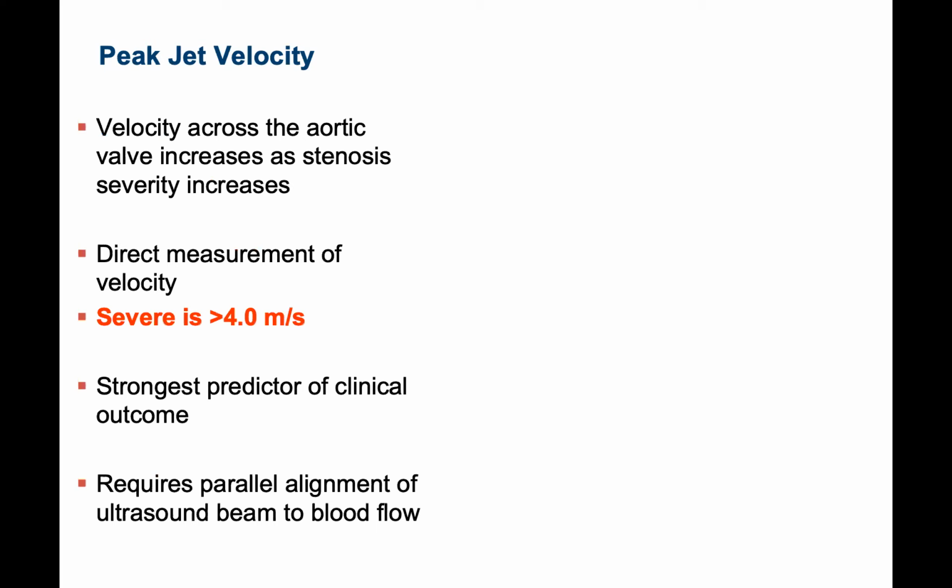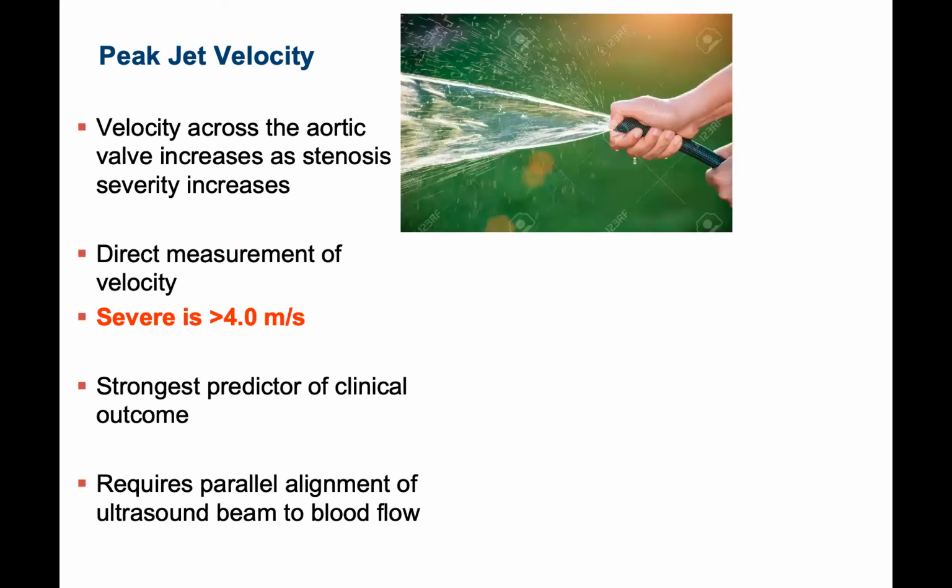When we talk about peak jet velocity, what exactly is this? This is the velocity across the aortic valve, essentially a direct measurement of the velocity of blood as it goes across the aortic valve. If you remember back to when you were a kid spraying the hose, maybe spraying someone across the lawn, and you wanted the water to go further, you covered up part of the orifice at the end of the hose, right? And you had an increased velocity of the water exiting the hose, and it could travel further. So velocity across the aortic valve will also increase, just like water in a hose, as the stenosis severity increases.